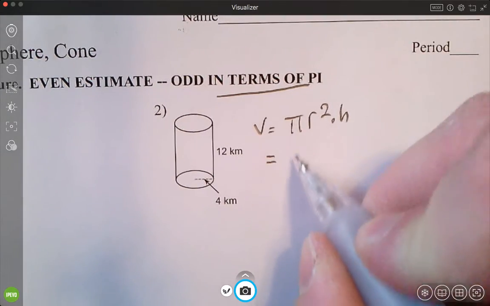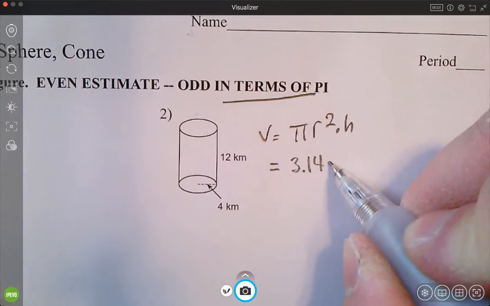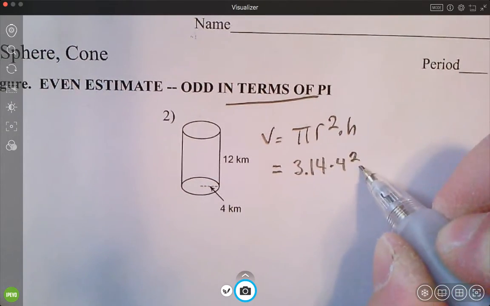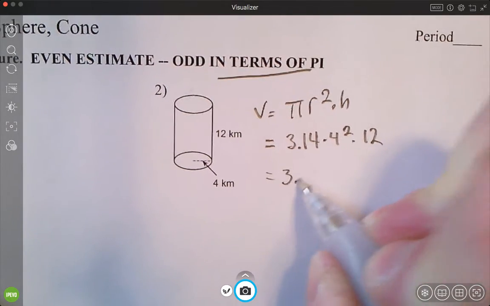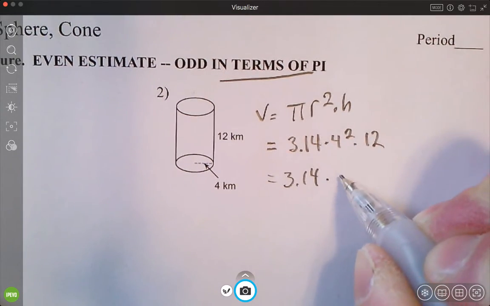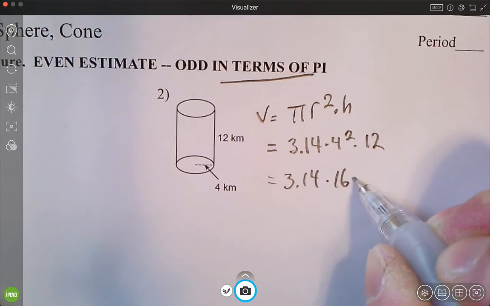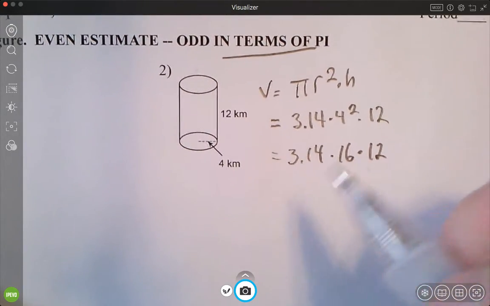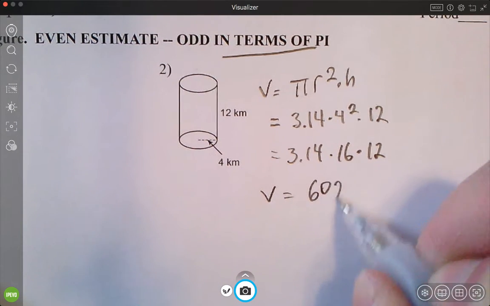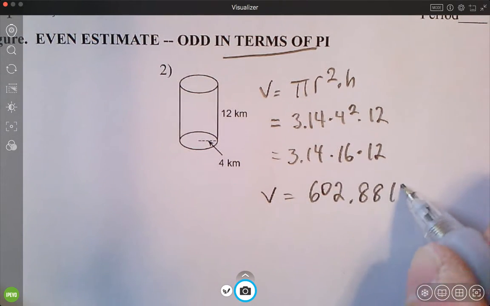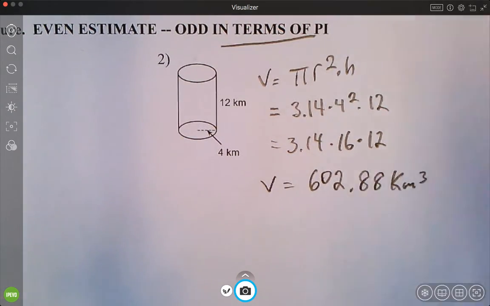So I'm going to change pi to 3.14. The radius here is 4 squared, and the height is 12. I know a lot of you do this all in your calculator, but I'm going to write out as much as I can. So 4 squared is 16 times 12. When I do that in my calculator, I get volume equals 602.88 kilometers cubed.